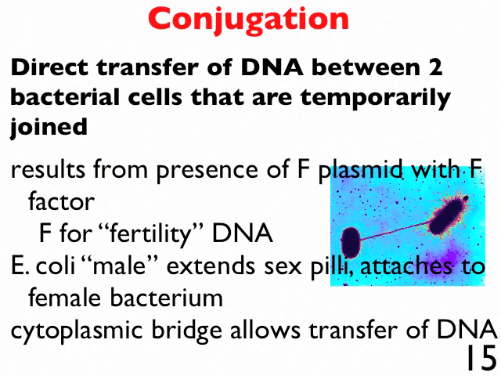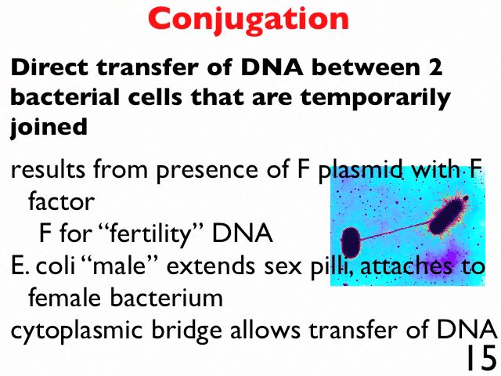We'll call that the male bacterium. It extends this sex pili, attaches to a bacterium that doesn't have one. We'll call that the female. And then this pili contains a little bit of cytoplasm, and that allows DNA, like plasmids, to be transferred between the two bacteria.